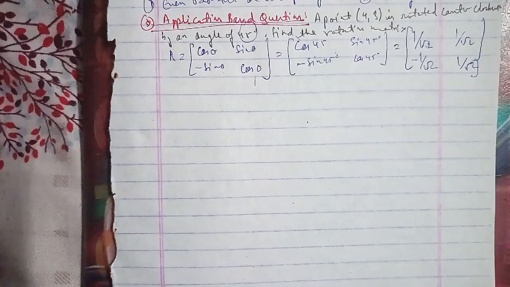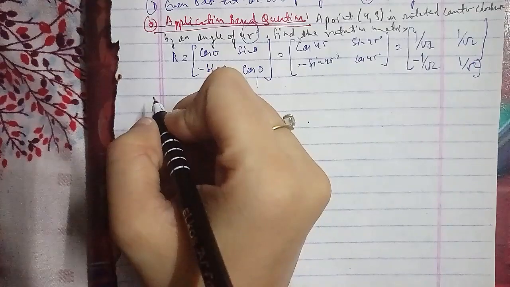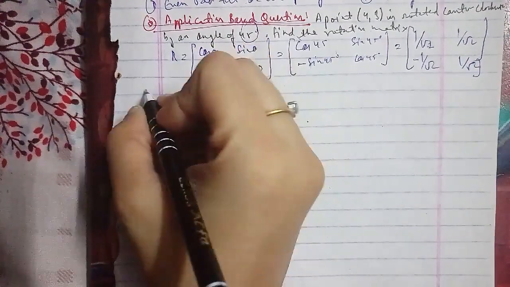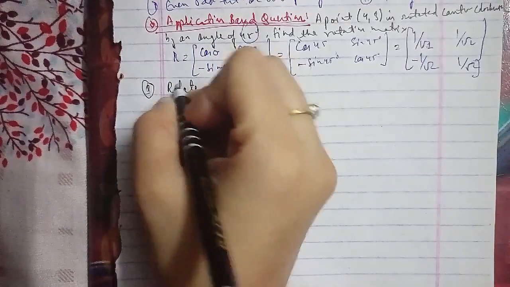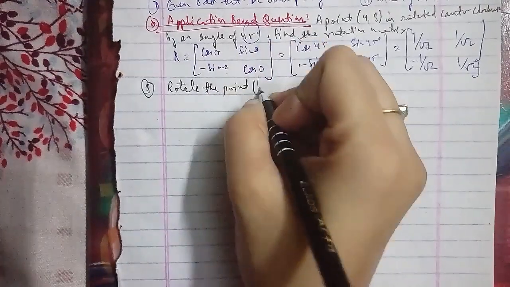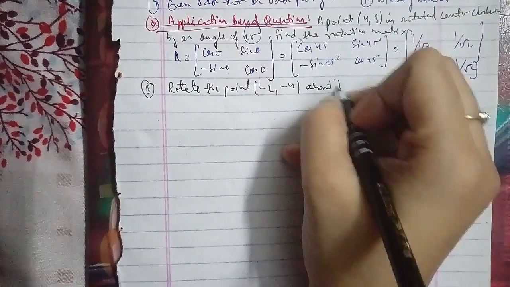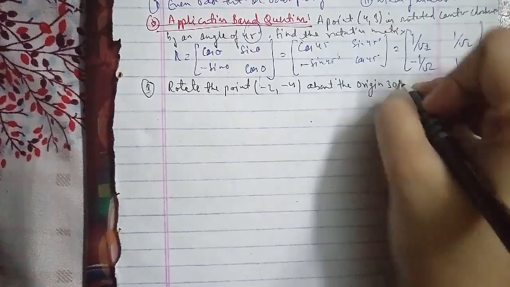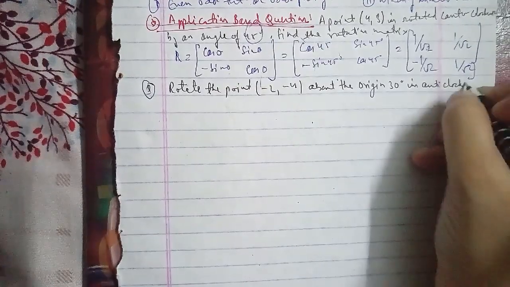So the other question we have here, that is to rotate the point P, which is minus 2 comma minus 4, about the origin by 30 degree in an anti-clockwise direction. So the question is, rotate the point minus 2 comma minus 4 about the origin by 30 degree in anti-clockwise direction.